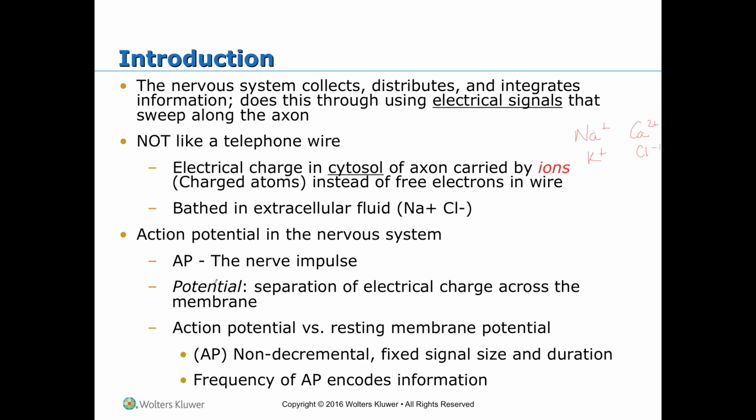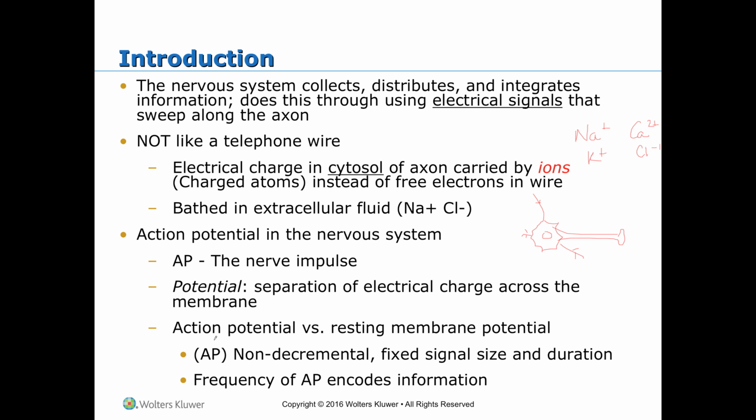Now, the action potential is known as the nerve impulse. A potential in this context is the separation of electrical charge that is seen across the membrane. If you recall from chapter 2, we have the neuronal membrane, which is separating the inside of the neuron from the outside, right? All the stuff inside the neuron is able to stay within the neuron due to the fact that there's a neuronal membrane.